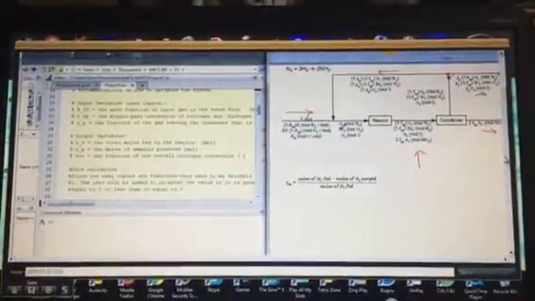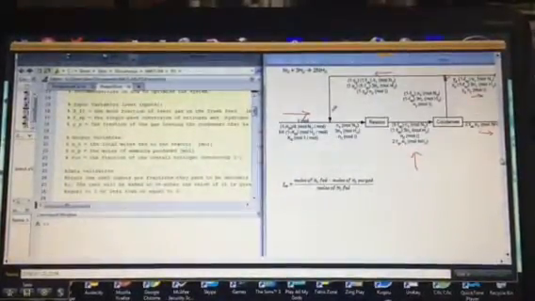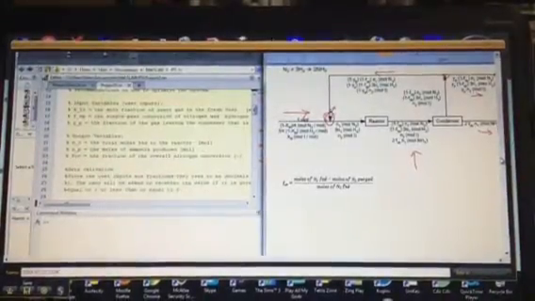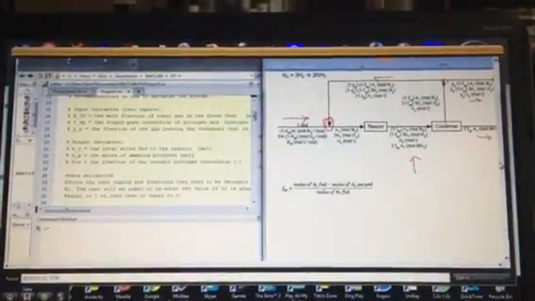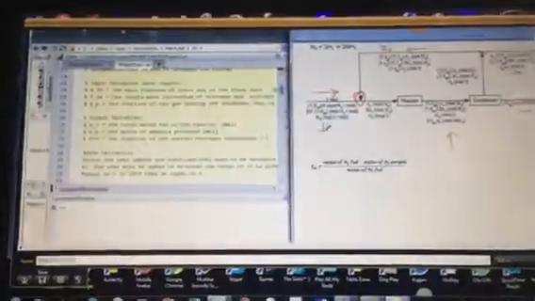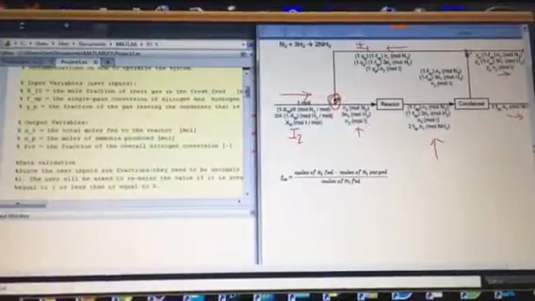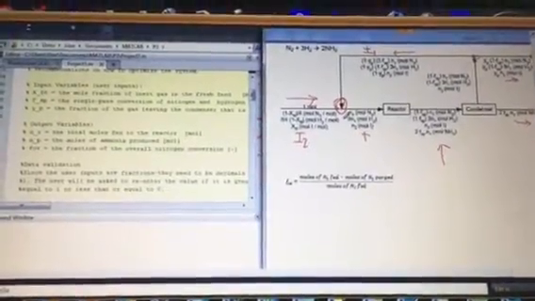So technically speaking, if we consider this stage, this is our first input, this is our second input, and this is going to be our output, if we consider this stage only.